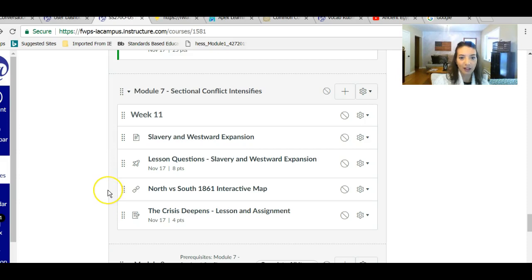So the second part is this North versus South 1861 interactive map. The second source of information in this unit, Sectional Conflict Intensifies, is going to help you understand what led to the Civil War. The map shows which states were in support of or against slavery, populations of free people and those who were enslaved, and how different parts of the country made money.